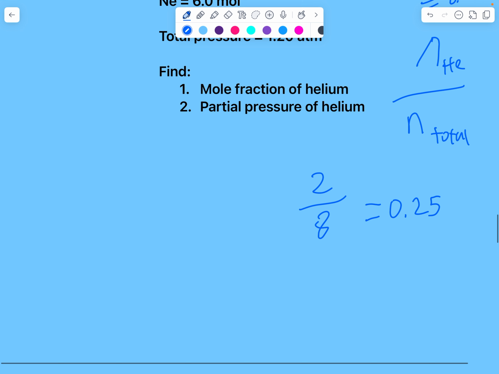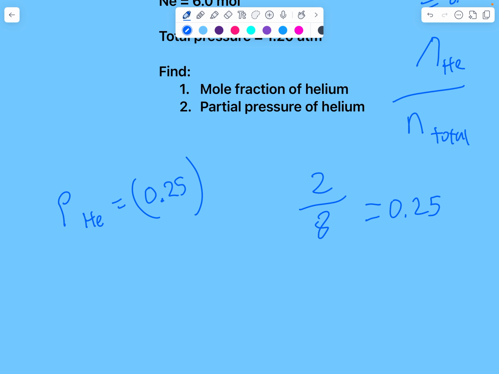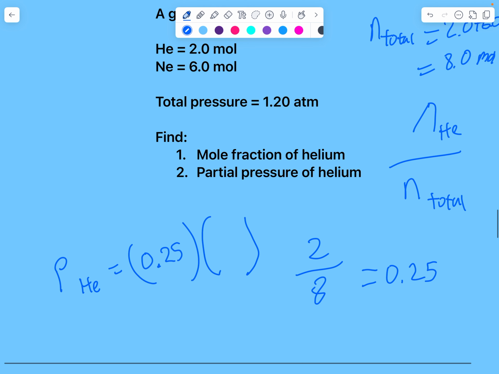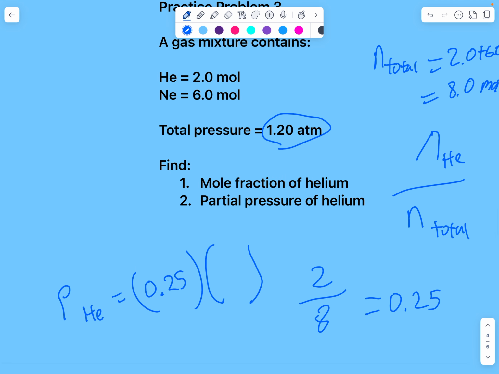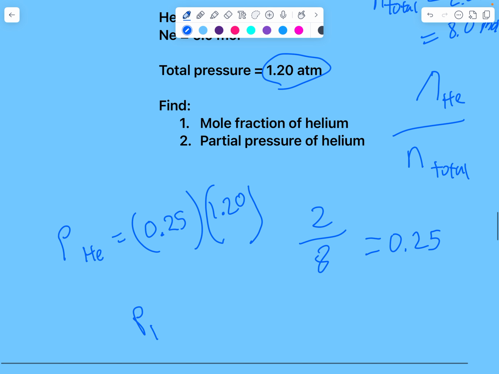Okay, so I'm going to use Dalton's law to get the pressure now. So it would be P of He, to get the partial pressure of helium, equals 0.25, the mole fraction of helium, times the total pressure, which is 1.20. By plugging this in a calculator, I will get that the partial pressure is 0.30 atm.